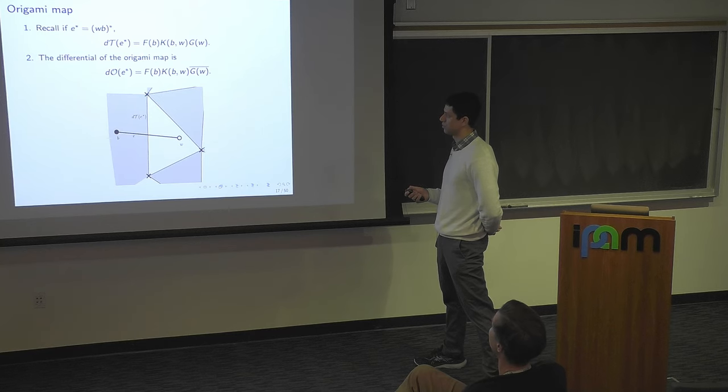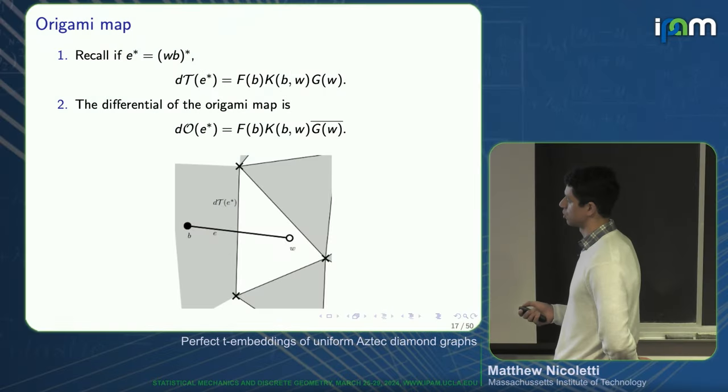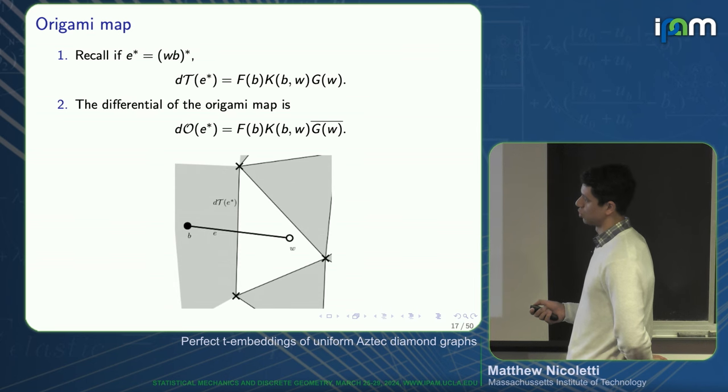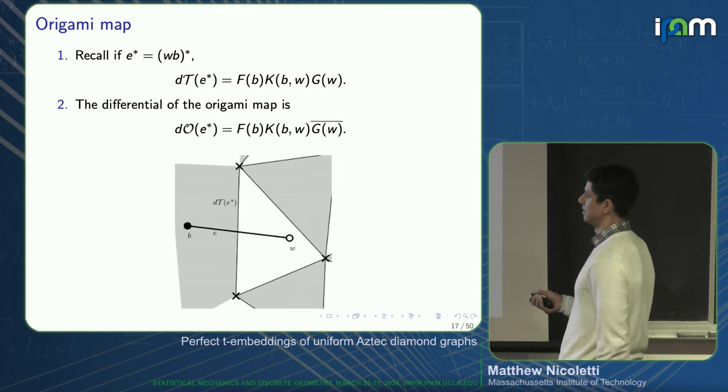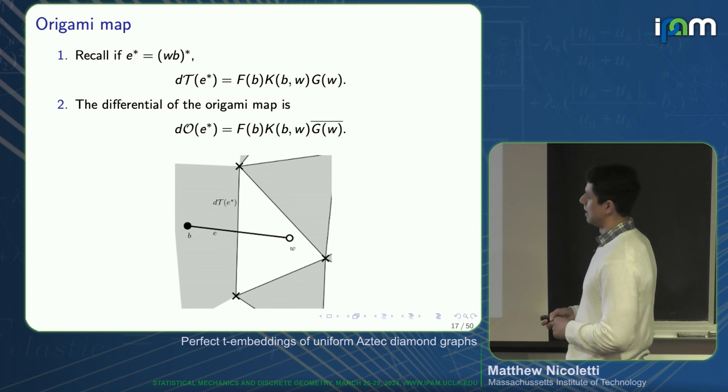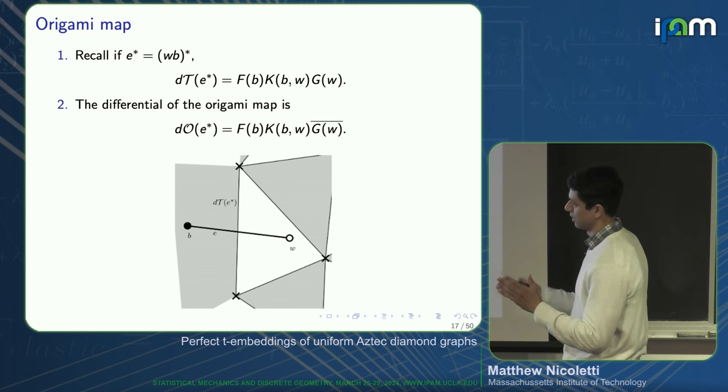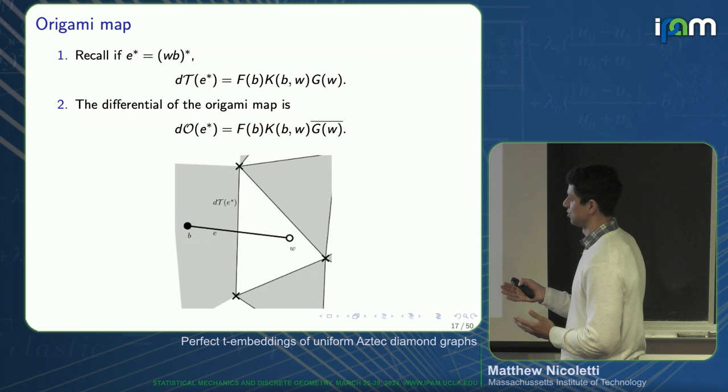So in terms of these gauge functions, f and g, the embedding is given by these gauge functions, and the differential of the origami map, so the difference between the origami map at this point compared to this point, is given by the same formula except with g conjugated. You can see this by observing that this also gives you some map where you are gluing every other face with the wrong orientation.